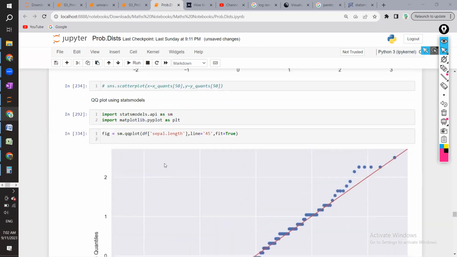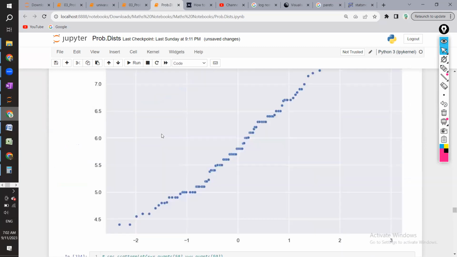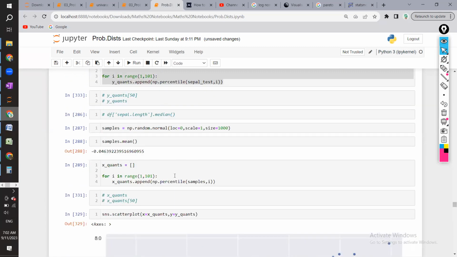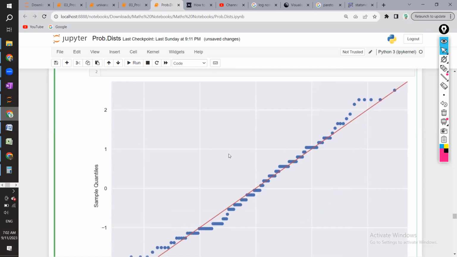So using statsmodels, you can directly do it. You don't need to do this always; this is for your understanding. But given any distribution, just use a QQ plot, put in a data set, use line 45, just say fit equal to true. You can see the distribution.